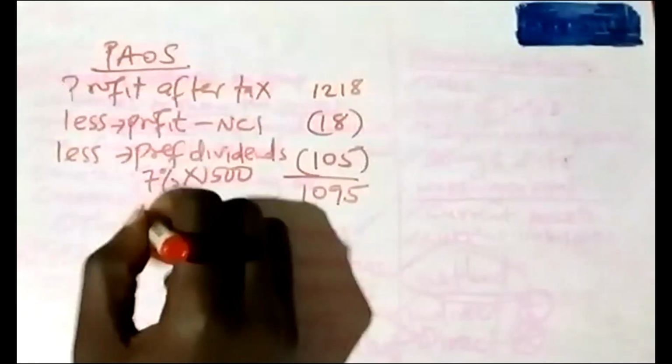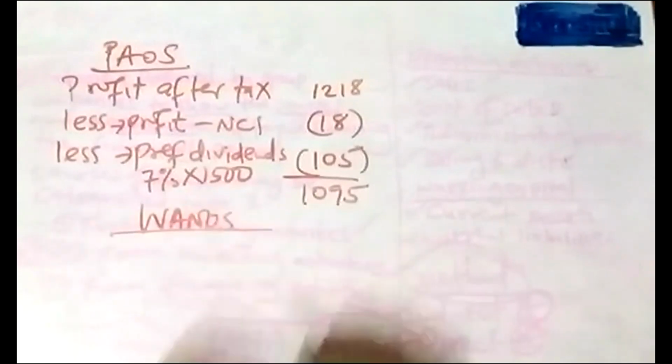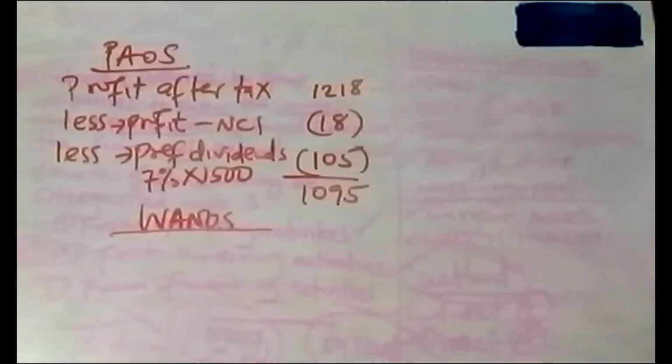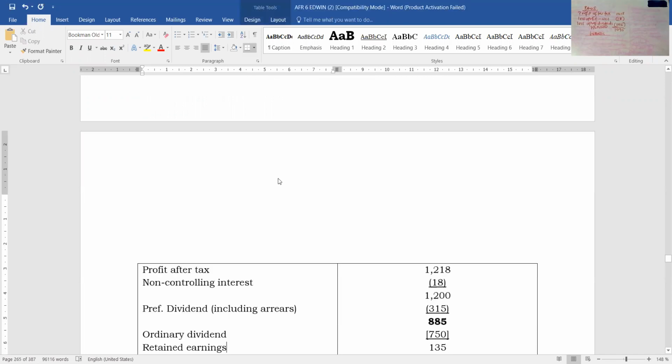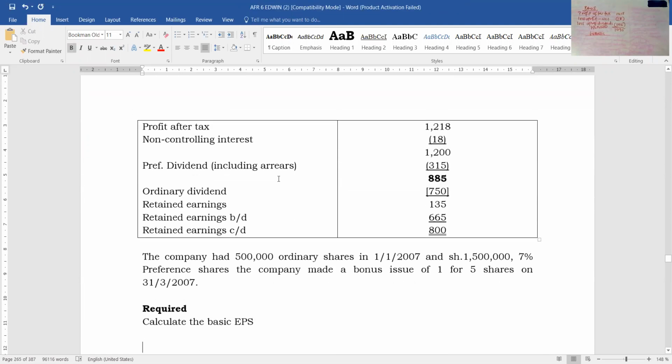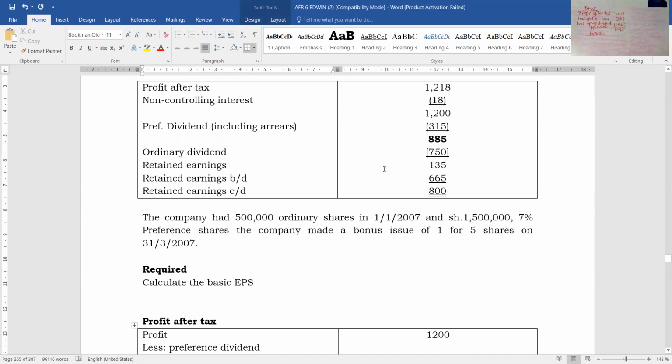Then now we need to get the one-offs. This now is the main thing. For the profit attributable to ordinary shareholders, that one is okay. The main thing here is all about the bonus issue, not a rights issue. Where there is a bonus issue, they issued how many shares? The 500,000 ordinary shares.